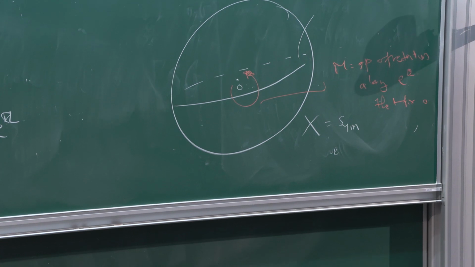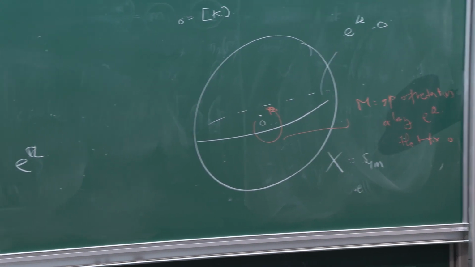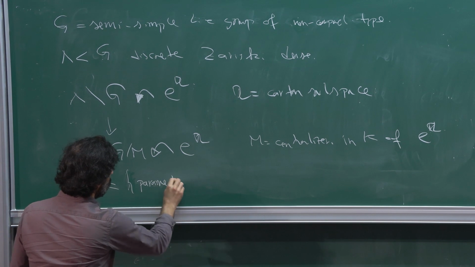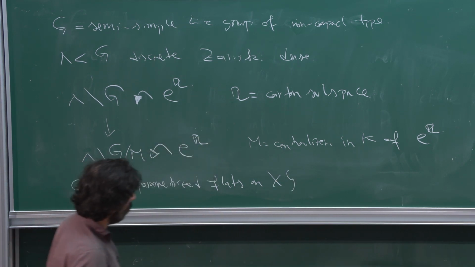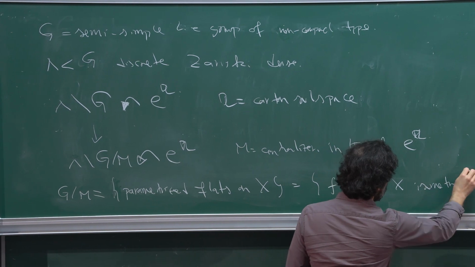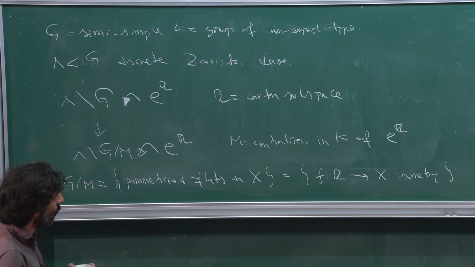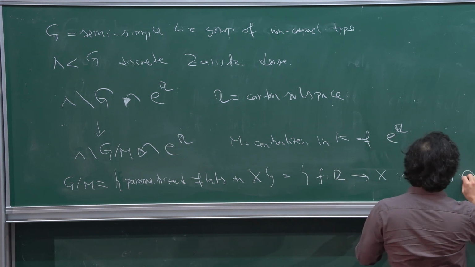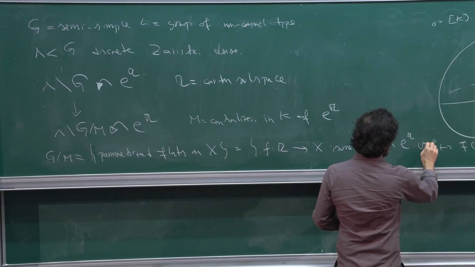So this space is easier, because what is this? G mod M, essentially because of what I've been just saying, is the space of parameterized flats on X. So what is a parameterized flat? It's simply an isometry from A to X. So we put a Euclidean norm on A for the whole thing to make sense, depending on the invariant distance we choose on X. And here the A action is just translations, right?